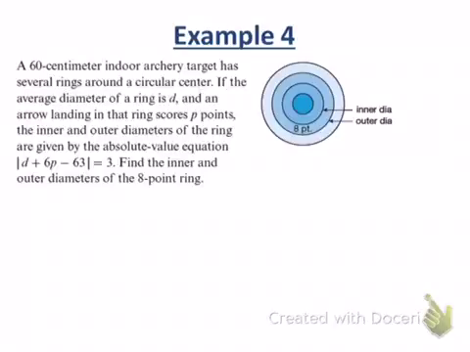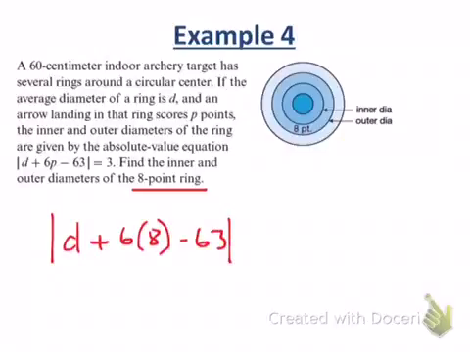Okay, so what are we going to do there? They gave us the equation we're using, right? And they gave us that. What's that going to substitute in for? P. P. And we have to make a substitution, because if we don't make a substitution, we have an equation that has two variables in it. And we can solve two equations with two variables, but we can't solve one equation with two variables. So you make the substitution, the inner and outer diameters of the 8-point ring.